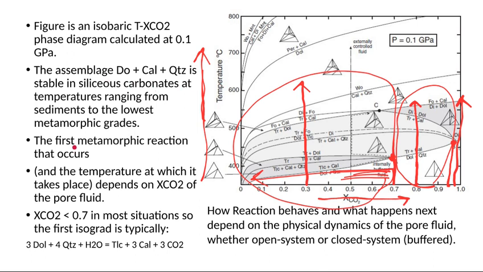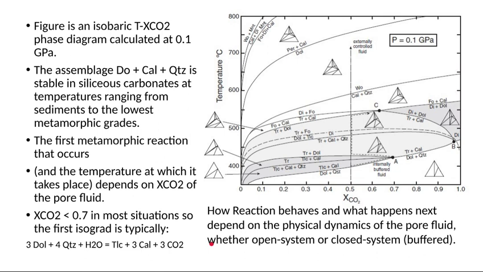See, you can see there is a dotted line and there is a straight line. Okay, so the dotted line basically represents an internally buffered fluid. Internally buffered fluid means the closed system, it is a closed system.